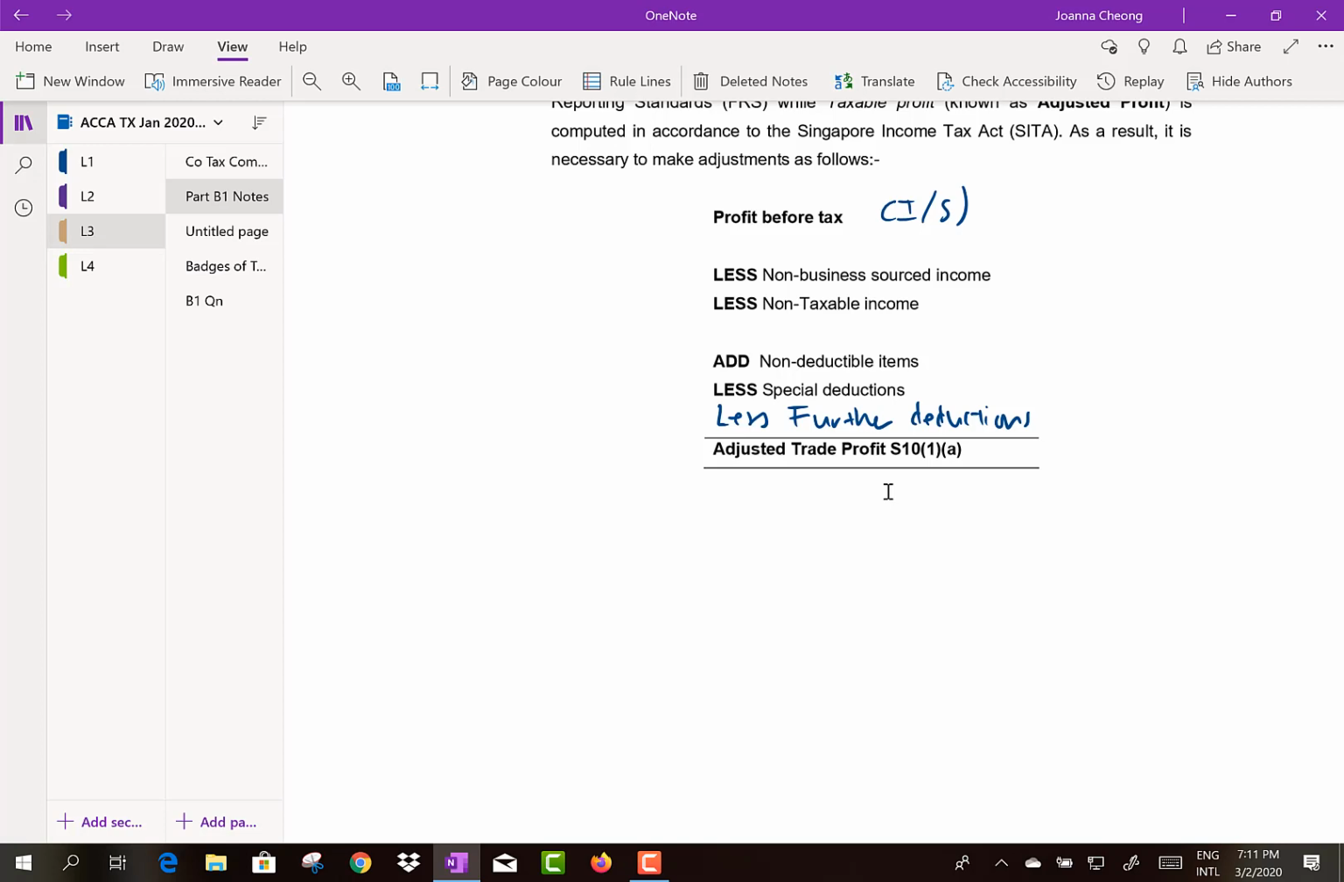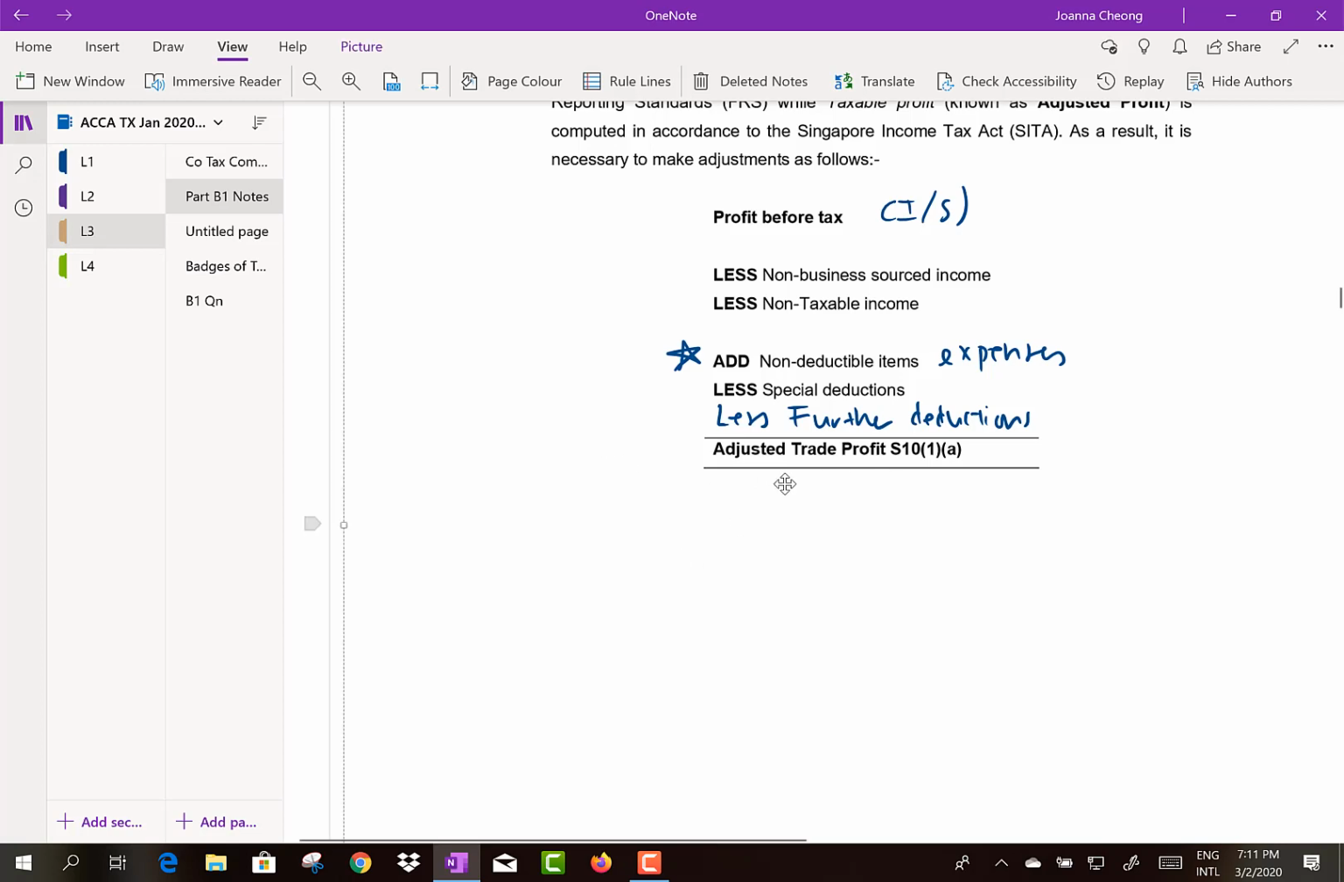What we will be focusing on for the rest of today's lesson is this part: non-deductible items. That means we will be looking at expenses. If a business incurs expenses, are they deductible or not? So we have to look at the rules under Section 14, Section 14 of the Income Tax Act.